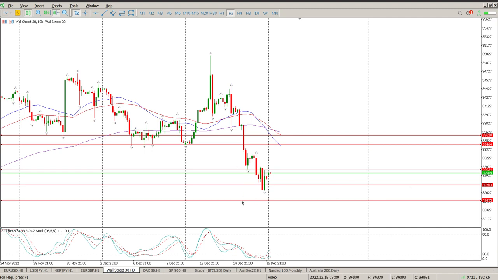This could be a bit of a wedge setup, which would then target either the swing high here, which is kind of not ideal, that's 33,284, or this better area that I'd want to see us targeting. So reject this area, that is what would set up the short for me.